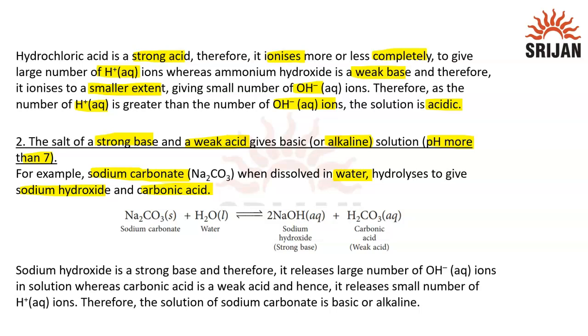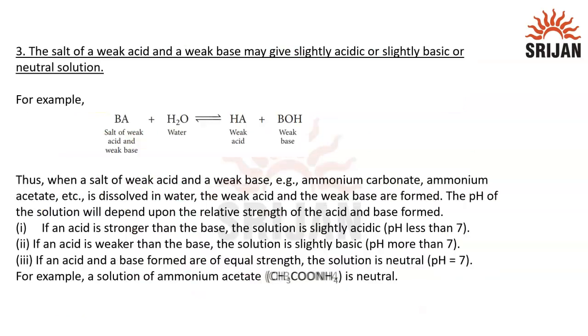And we know that this base is very strong. Hence, the amount of OH negative ions is going to be immense. So, sodium hydroxide is basically a strong base. It releases a large number of OH negative ions in solution, whereas carbonic acid is a weak acid. Hence, it releases a smaller number of H plus ions. Therefore, the solution of sodium carbonate is going to be basic or alkaline.